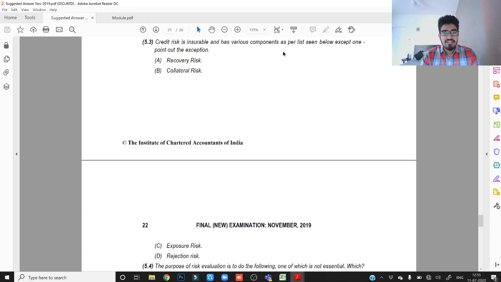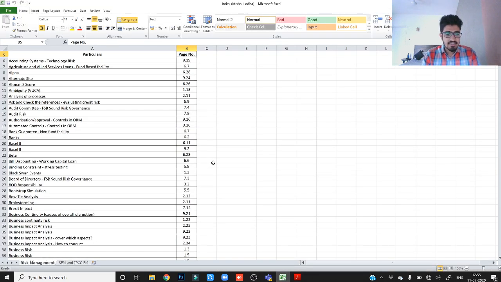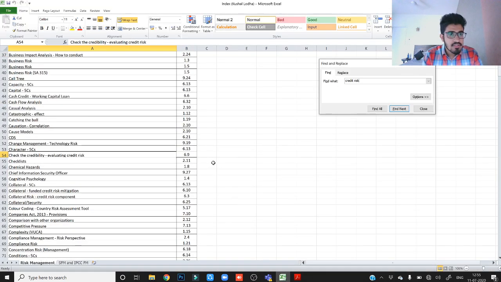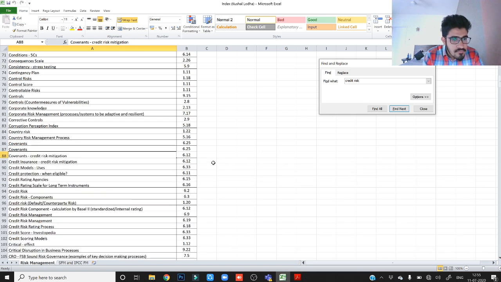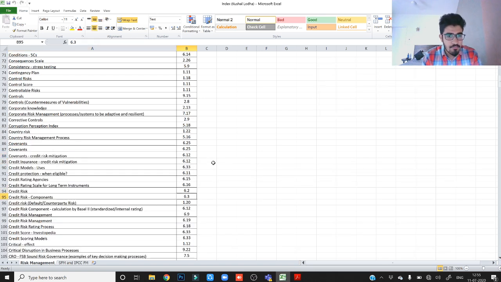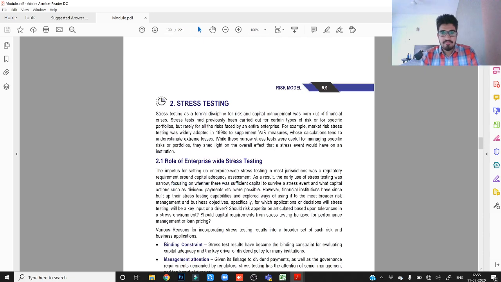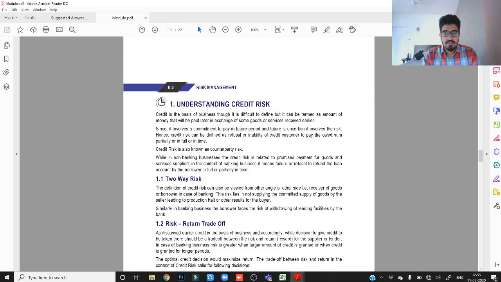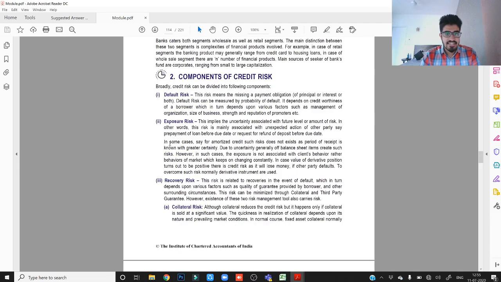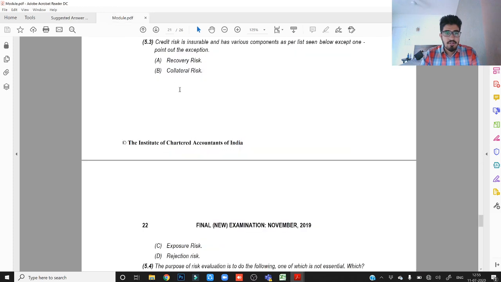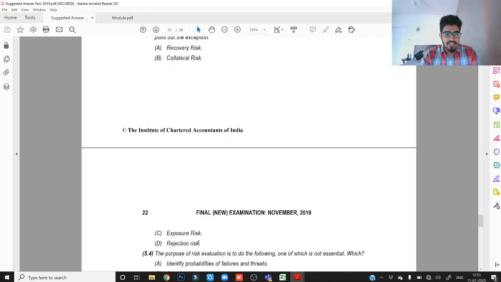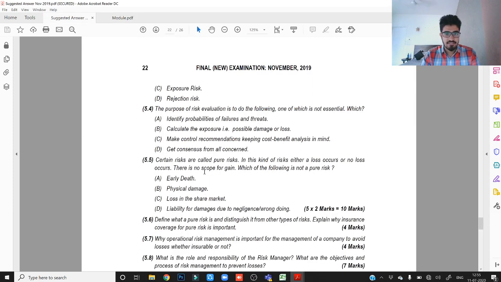Credit risk is insurable and has various components as per the list below, except one. I'll quickly go to my index and type credit risk. Yes, credit risk components are on page 6.3. I'll quickly go to the module and open page number 6.3, and once I open it I can get the components. See, these are the components of credit risk. Which of the following is not a component? Recovery risk, yes, it is a component. Then collateral risk, even that is a component. Exposure risk, even that is a component. And last is rejection risk, which is not a component. So the answer is D for this particular question.